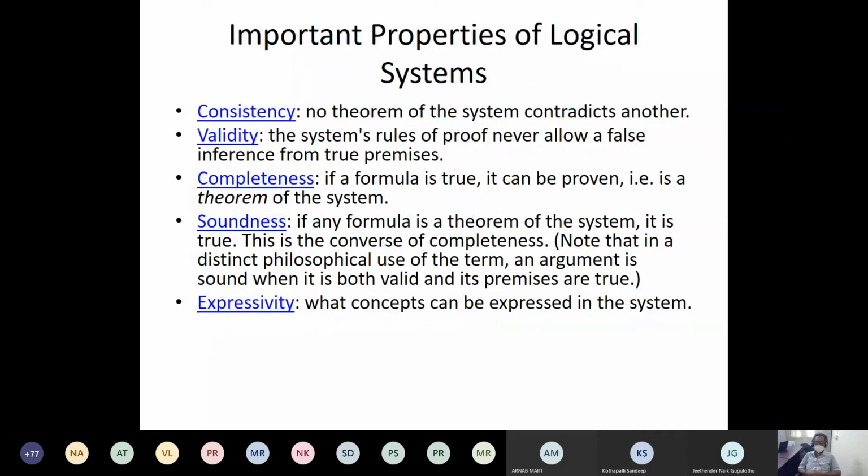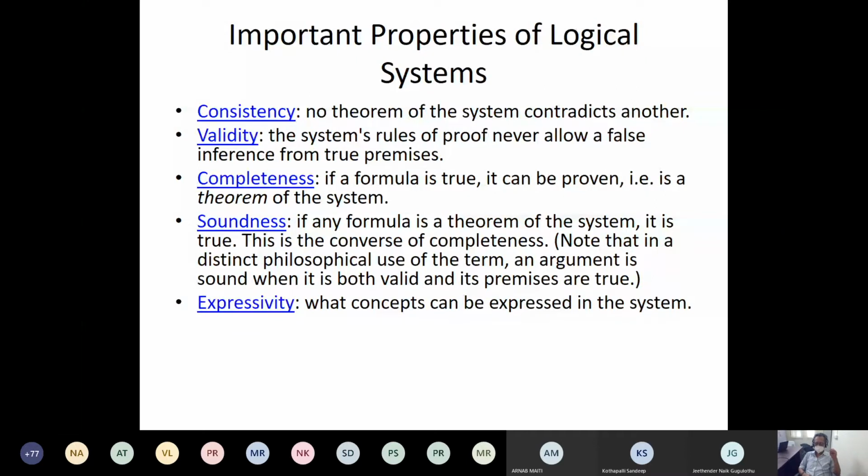Now, in any mathematical logic, there are some important properties of logical systems, like consistency. No theorem of the system contradicts another. Let me just put an example in your propositional calculus. It should not be that P is a theorem of the system. You can derive P and you can also derive not P. Then the system is not consistent. And we insist that it should be consistent, because if consistency is not there, we really cannot talk much about it. So we always insist on consistency.